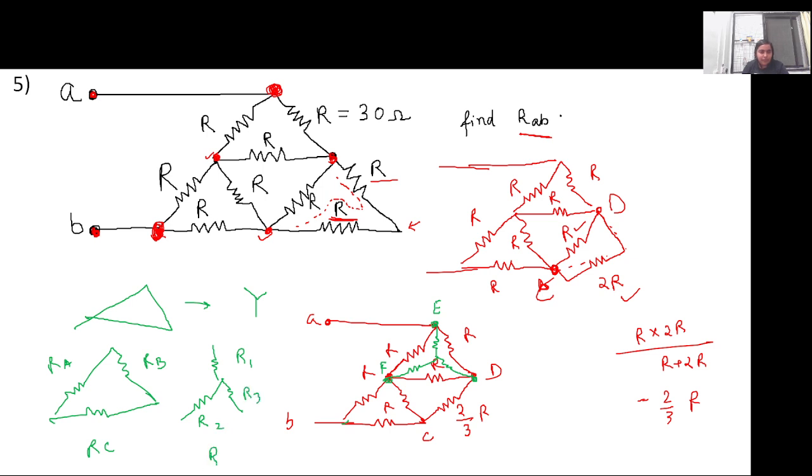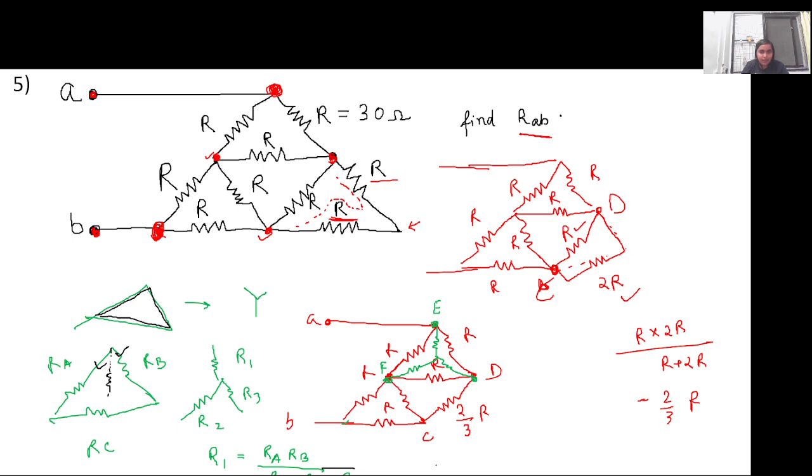What will be the value of R1? R1 will be equal to RA into RB by the summation of all the resistances in the delta circuit, that is RA plus RB plus RC. The easiest way to remember: if a delta circuit is given like this, the equivalent star resistance that we calculate will be the multiplication of the two adjacent branches, RA and RB, divided by the summation of all the branch resistances.